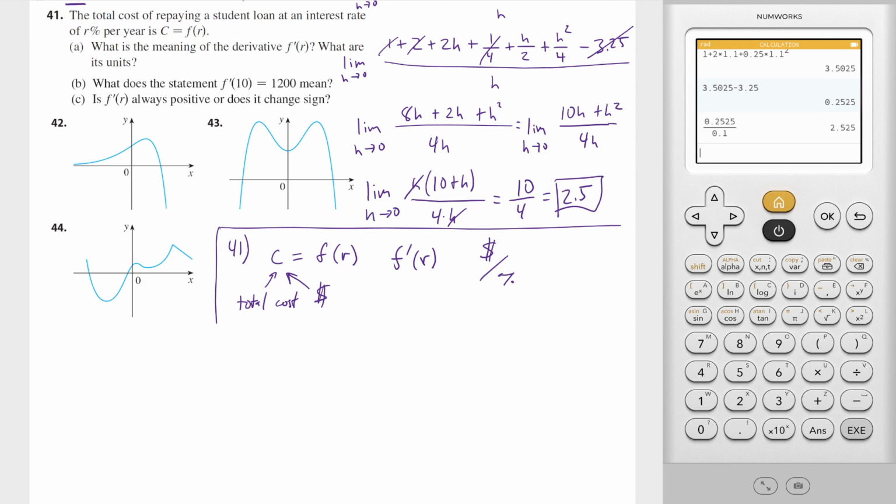Okay, so that's part A. Part B is, what is the statement f prime of 10 equals 1200? What does that mean? Well, it doesn't mean that if the rate is 10%, the total cost is 1200. What it means is that when you are at, and maybe it's easier to explain this with a graph.